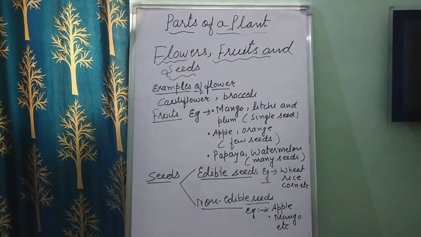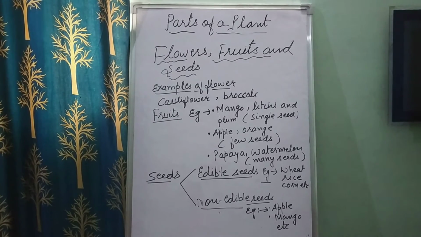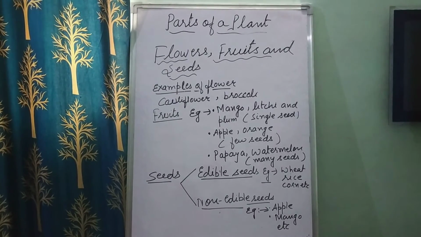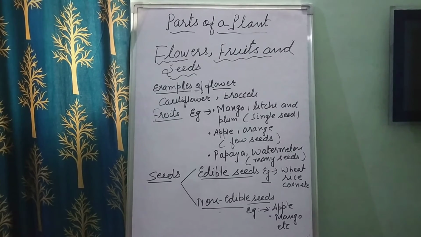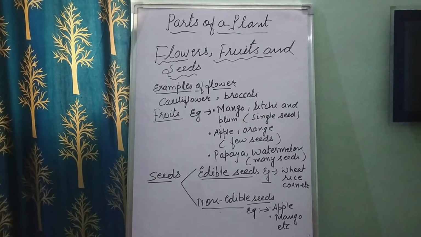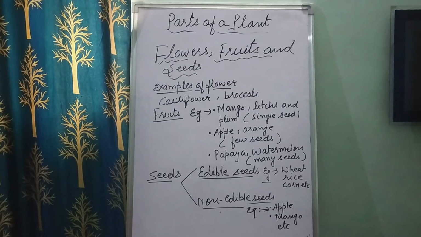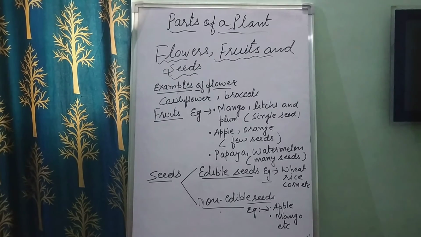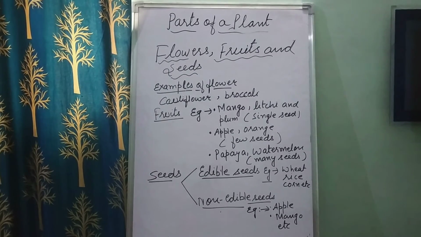Now seeds. Children, when we're talking about seeds, first of all, seeds are of different shapes, sizes and colors. We eat seeds of plants. Now these seeds are divided in two parts. One is the edible seeds and the second one is the non-edible. Edible means the seed that we can eat, that is called an edible seed. Examples are wheat, rice, corn, etc.